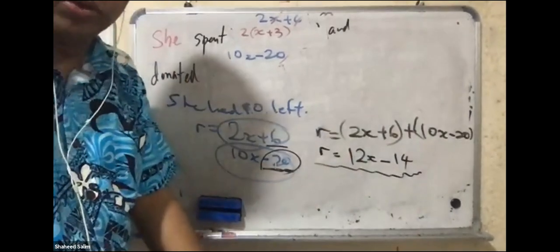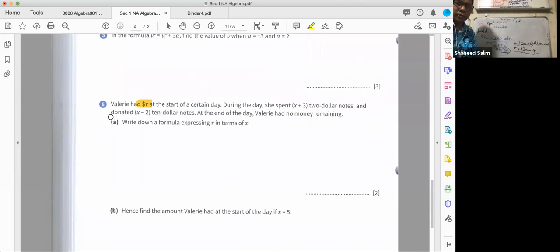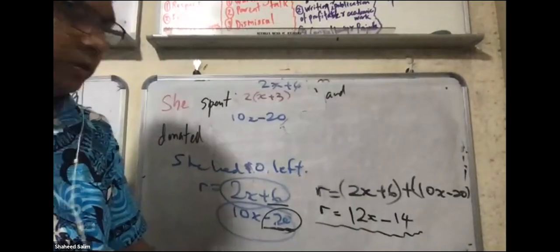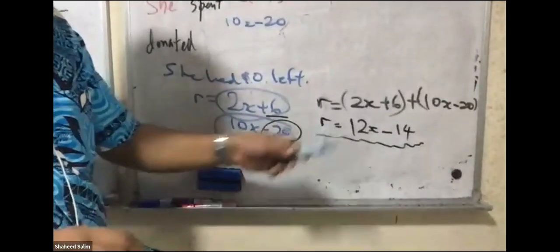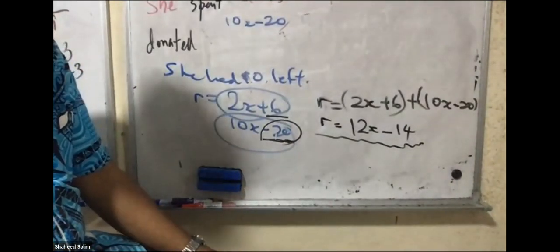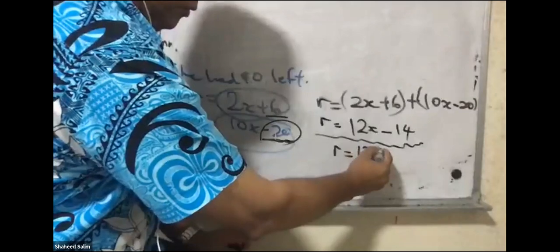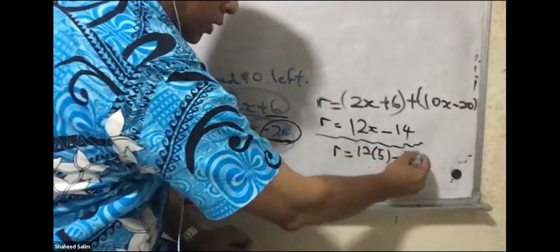All right, now let us go to the second part. What did they tell you about the second part? B. If x equals 5, find R. You have R right now. x is equal to 5. Just substitute the value. R equals 12 times 5, then minus 14. Good. What's the answer?